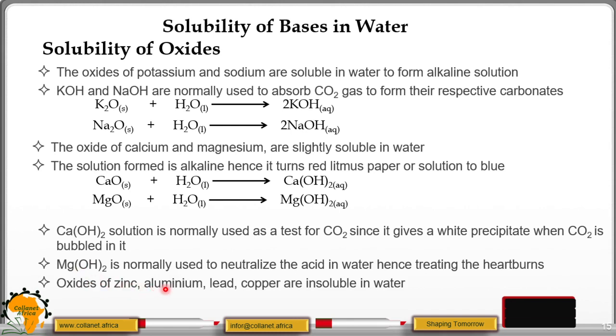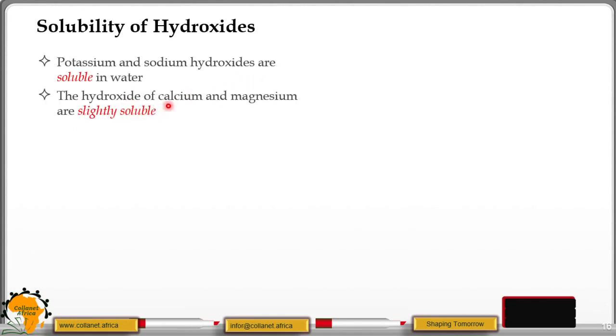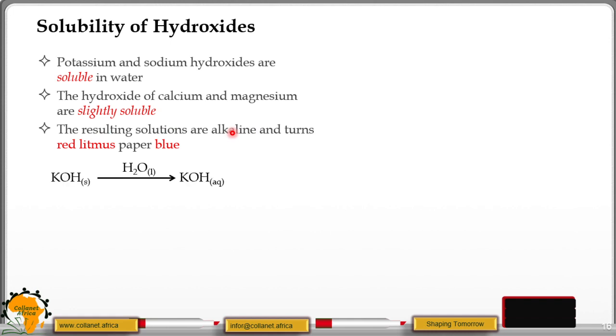Oxides of zinc, aluminium, lead and copper are insoluble in water. Ammonium oxide does not exist. Potassium and sodium hydroxide are soluble in water. The hydroxides of calcium and magnesium are slightly soluble. The resulting solutions are alkaline, and hence they turn litmus paper or litmus solution blue.